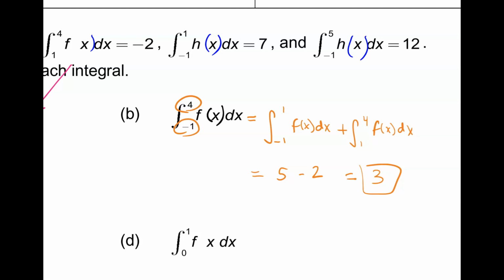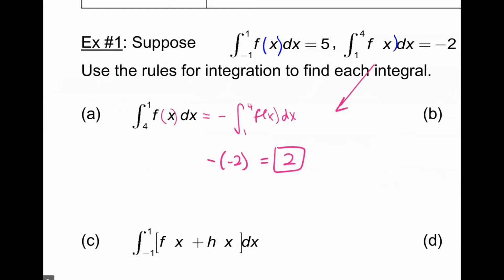Shall we try C? Yeah? Or do you want more examples of the integration things up above? No? Okay, cool. Let's try C.